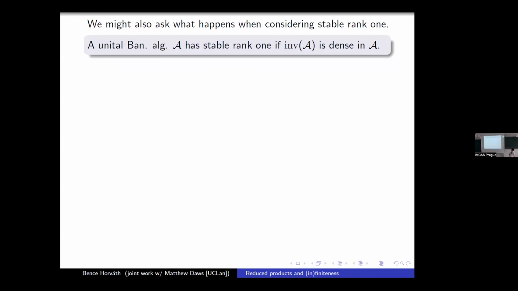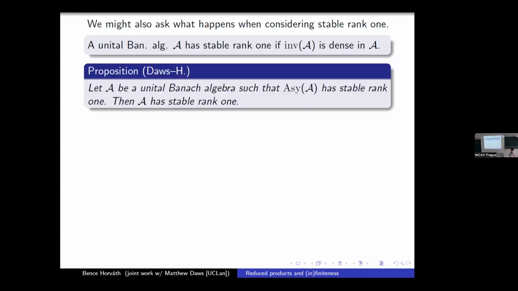Okay, so I mentioned this stable rank one thing. Stable rank one just means that the group of invertibles is dense in your algebra. And here we didn't look at the sequence. We could only say anything about this when we just look at one single Banach algebra. So the result is that if you know that the asymptotic sequence algebra, or Corona in this case, actually, has stable rank 1, then your underlying algebra must have stable rank 1. This is actually rather easy to prove.